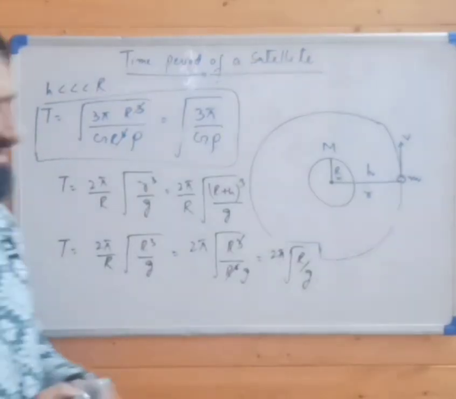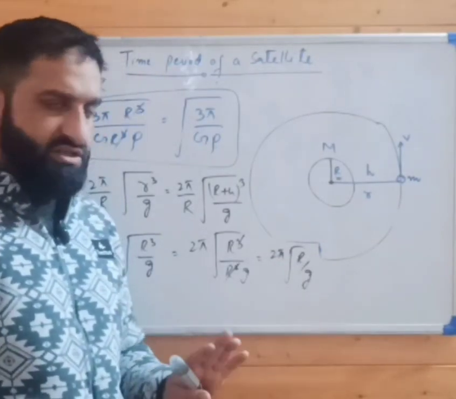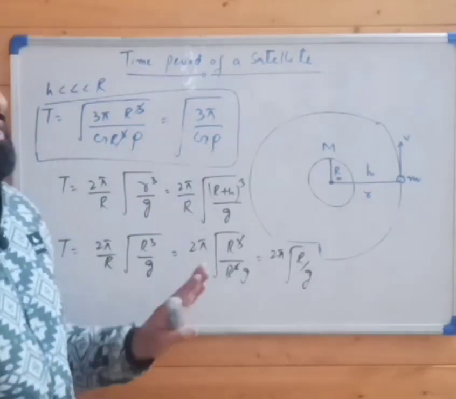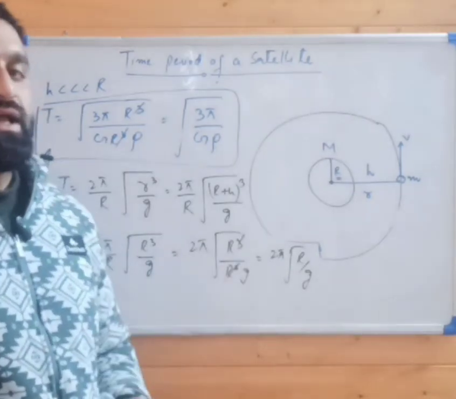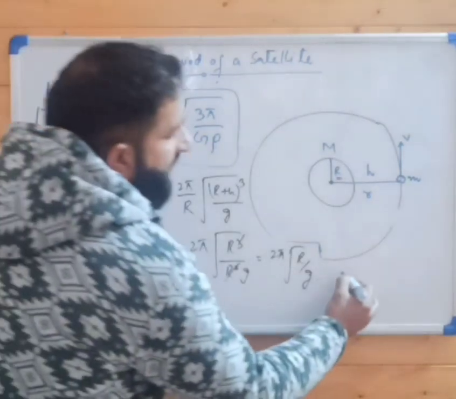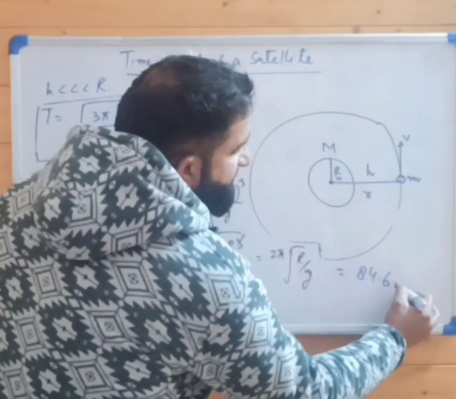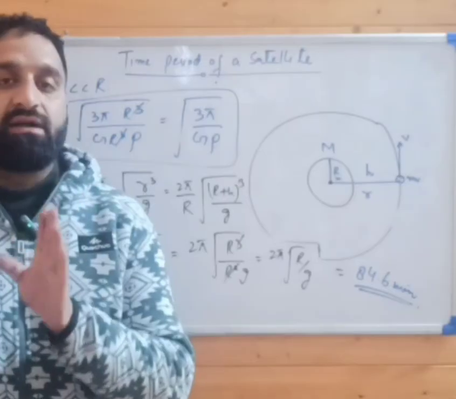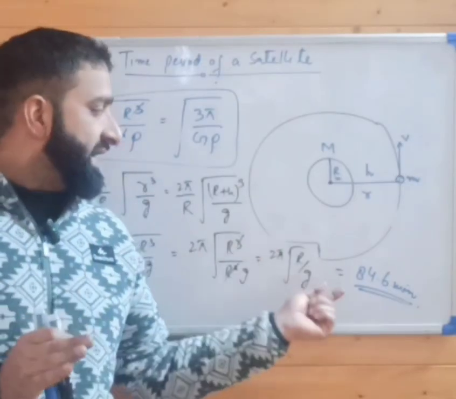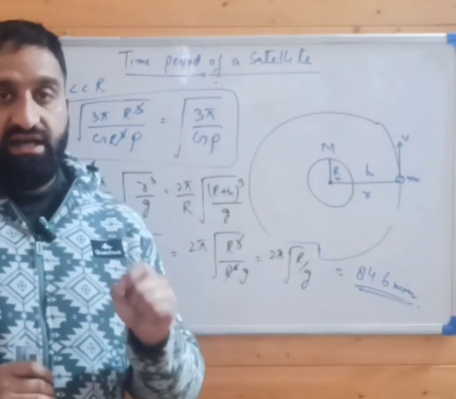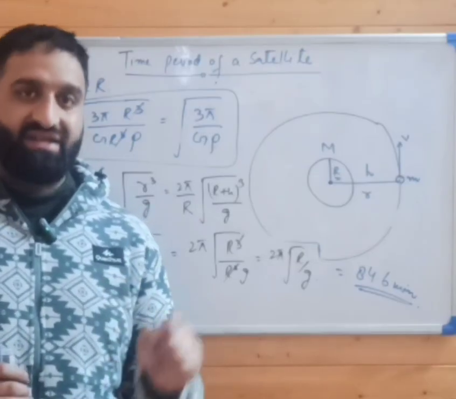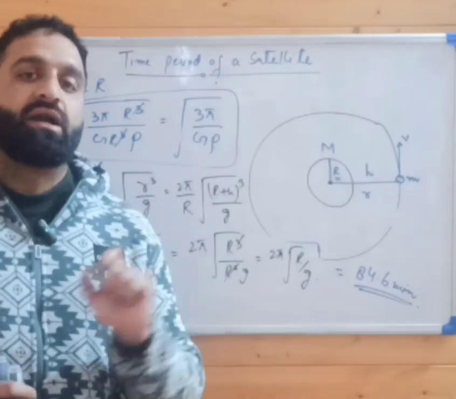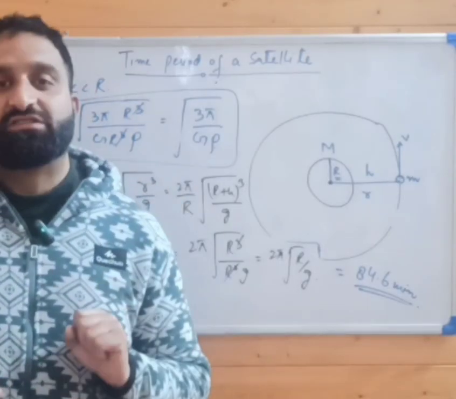Now when the values are put here, giving R is equal to 6400 kilometers and g is equal to 9.8 meters per second square, the time period of a satellite that is orbiting close to the surface of the earth comes out to be 84.6 minutes. So it is the time period of a satellite that is orbiting close to the surface of the earth, and that is equal to 84.6 minutes. That means it takes 84.6 minutes, less than an hour and a half, to complete one revolution around the earth, but when it is close to the surface of the earth. Thank you.